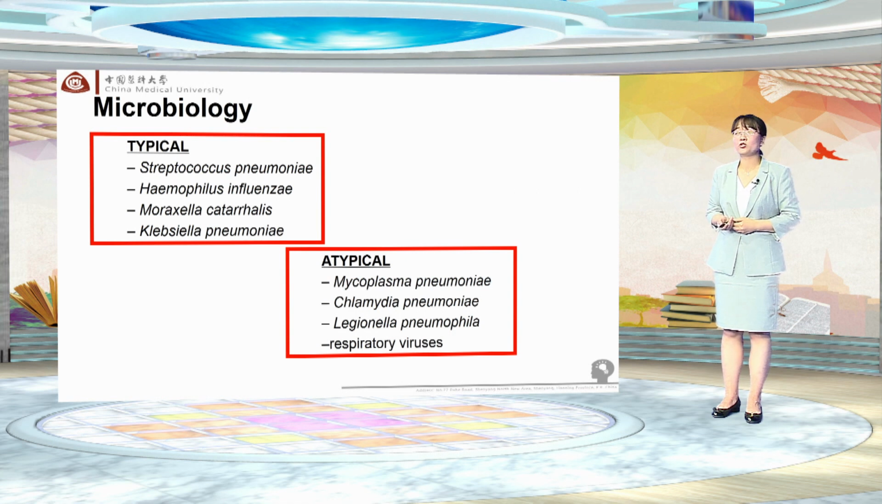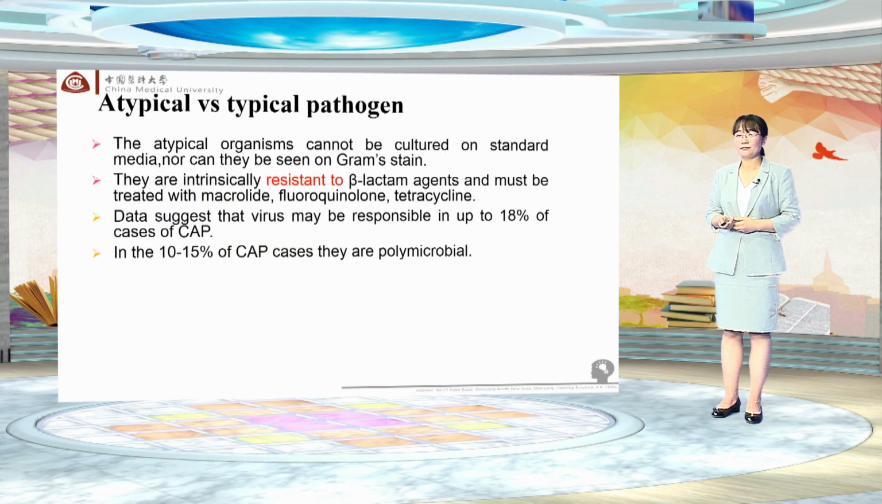It's most useful to think of the potential causes as either typical or atypical organisms. The typical pathogens include Streptococcus pneumoniae, Haemophilus influenzae, Moraxella catarrhalis, and Klebsiella pneumoniae. The atypical pathogens include Mycoplasma pneumoniae, Chlamydia pneumoniae, Legionella pneumophila, and respiratory viruses.